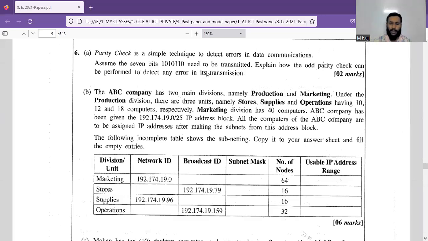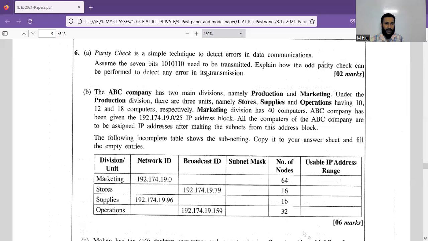Okay. So in the last class we discussed the 2019, 2018, and 2020 papers. So let's discuss VLSM, where FLSM and VLSM are two types of concept. So we will discuss further about that one.